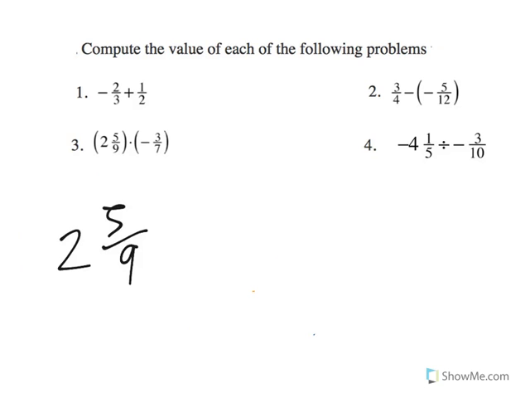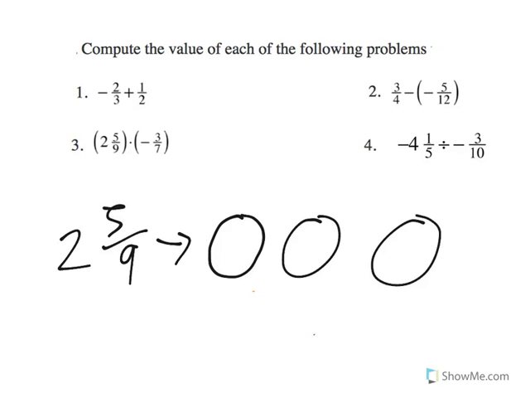We have 2 and 5 over 9. Do you guys understand what that means? 2 times 9 plus 5, over 9. This actually means if this was pizza, you ate 2 whole pizzas and 5/9 of a pizza, correct?